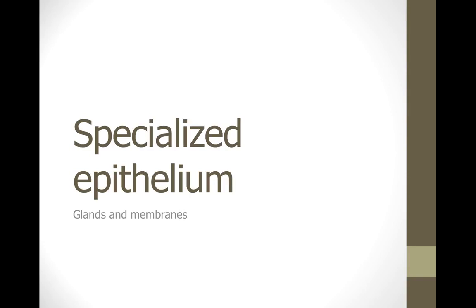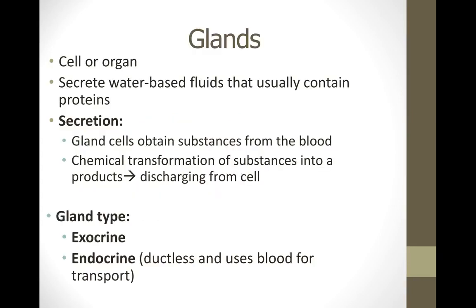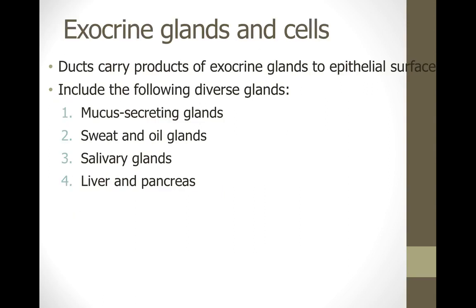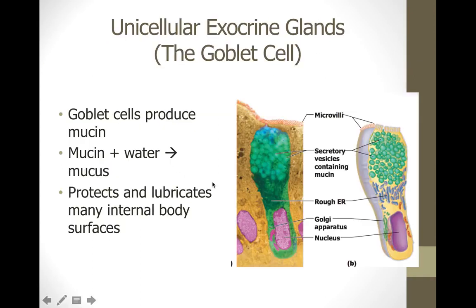For the purpose of our class, I will not be discussing a specialized epithelium, so you can glance through it. You can skip the slide for glands. For exocrine glands, you do need to know the examples, but you don't need to provide details of it, such as your sweat, salivary, and oil glands. You don't need to know the unicellular exocrine gland.